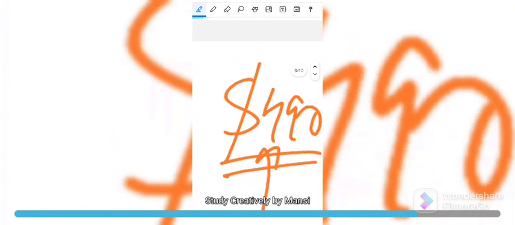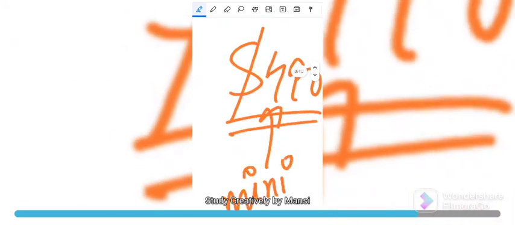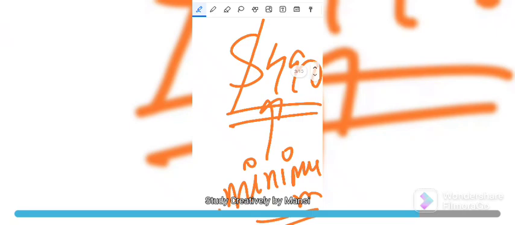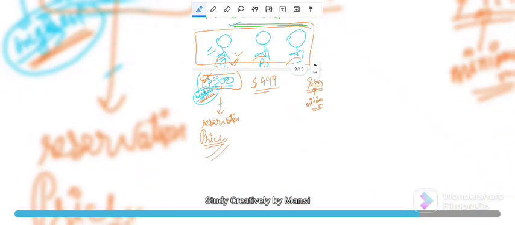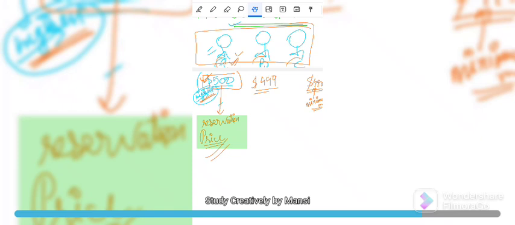So the lowest or minimum that someone could pay, what was that? $490. So this is the minimum amount that someone is willing to pay. And the maximum, which we also call the reservation price, is our $500. Okay.